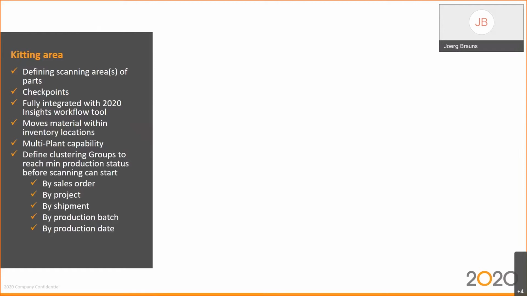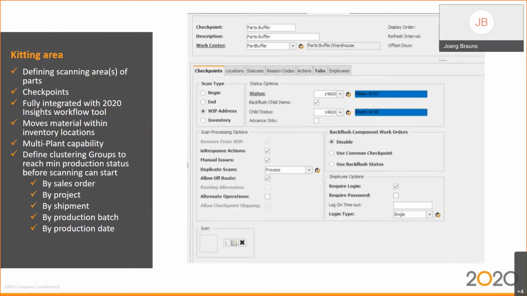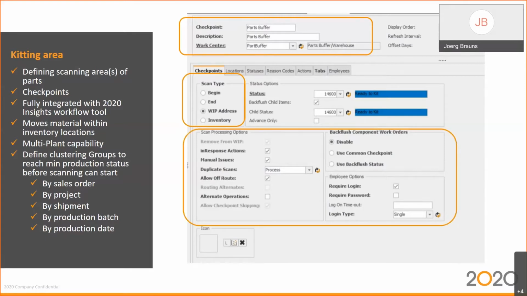So as a next step on the data setup, in order to make this work, we also have to go into our checkpoints, and within the checkpoints, we need to identify how I want to scan the parts, how I want to move material. Do I want to update inventory, for an example, at that point in time, and move it from one inventory location into another inventory location?